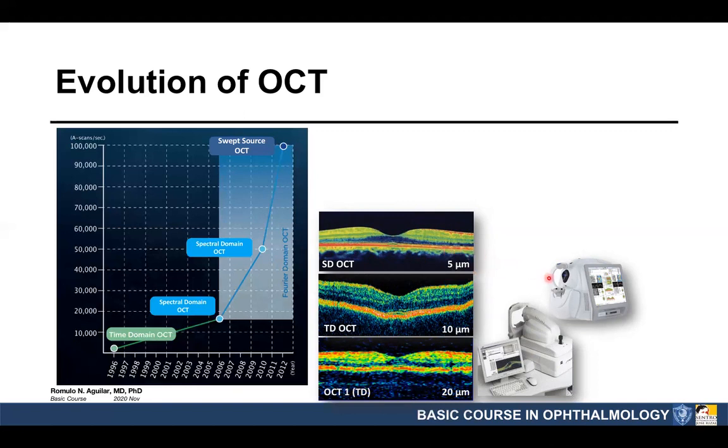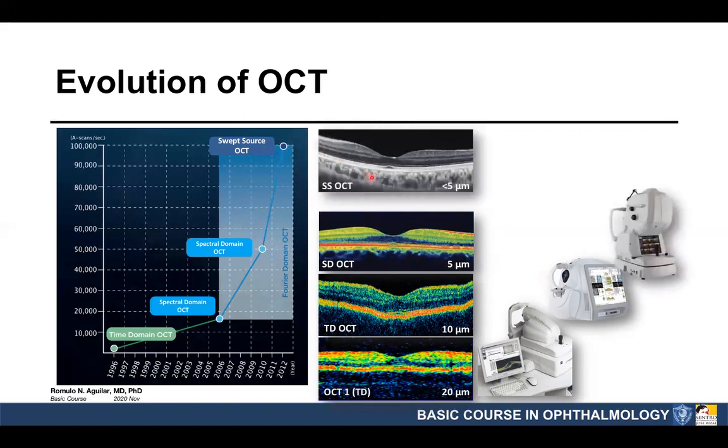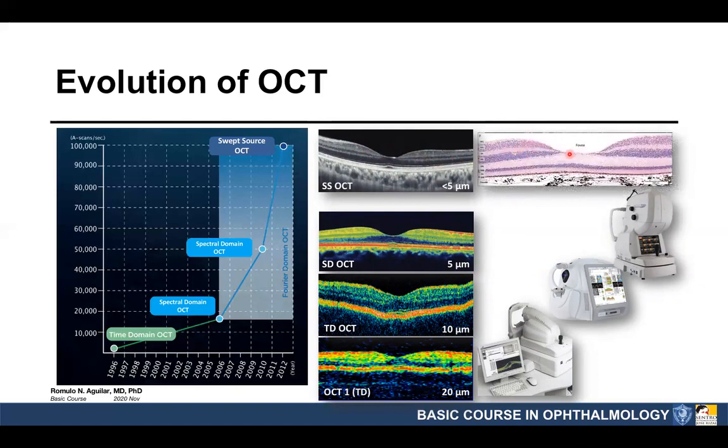This is your Cirrus OCT. And then at about 2012, the swept source OCT was introduced, and you have even better resolution. And you will see that it already approximates the true histological section of the retina and the fovea. Now, just a note, both the swept source and the spectral domain OCT are also referred to collectively as your Fourier domain OCT, and I will explain that later on.